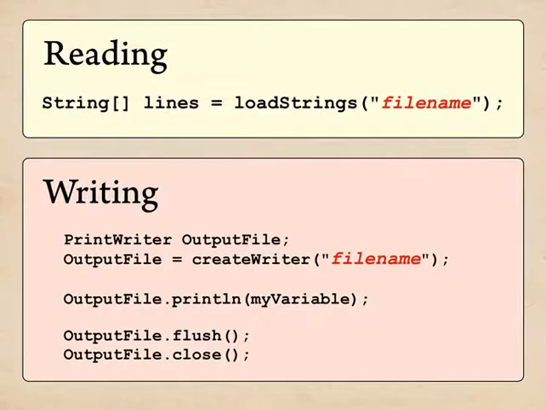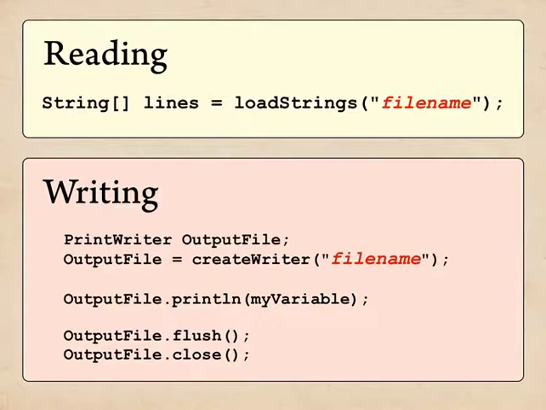So to recap, here's everything you need to know about reading and writing text files. To read a file, we hand the name of the file as a string to loadStrings. That gives us back an array of strings. The first entry in the array is the first line in the file. The second line in the array is the second line in the file, and so on for all the lines in the file.